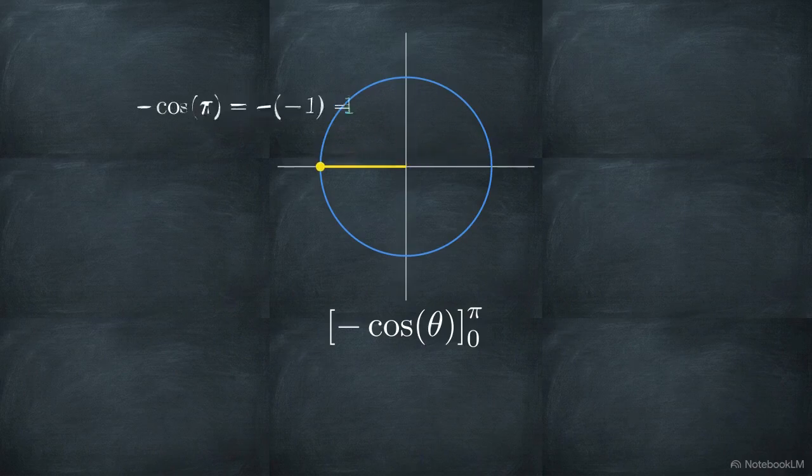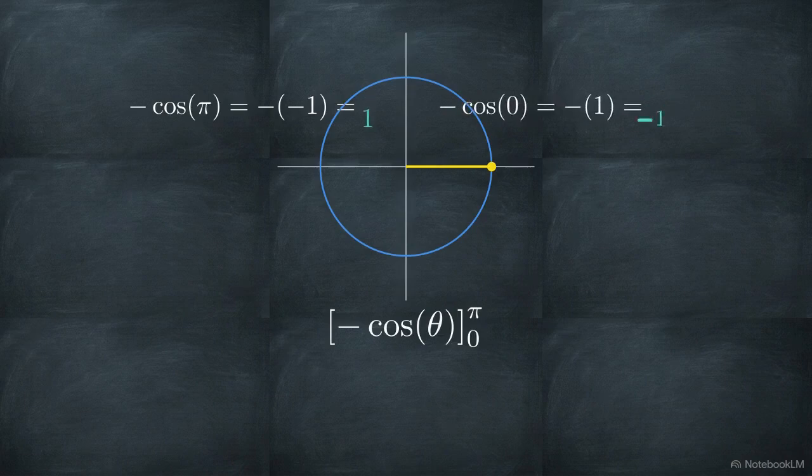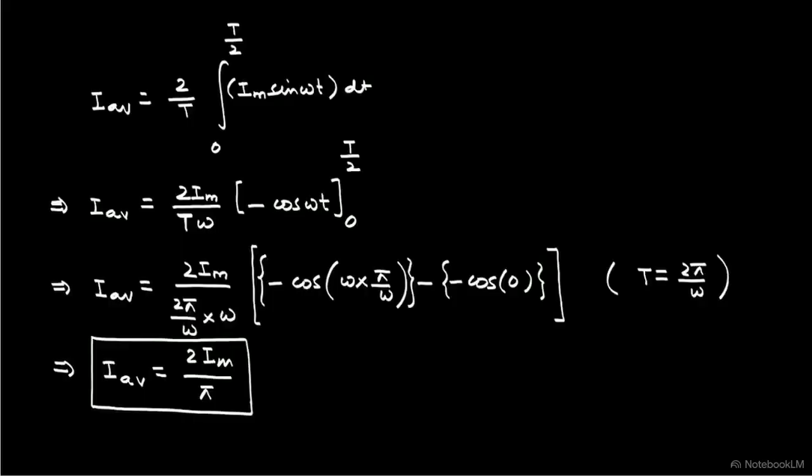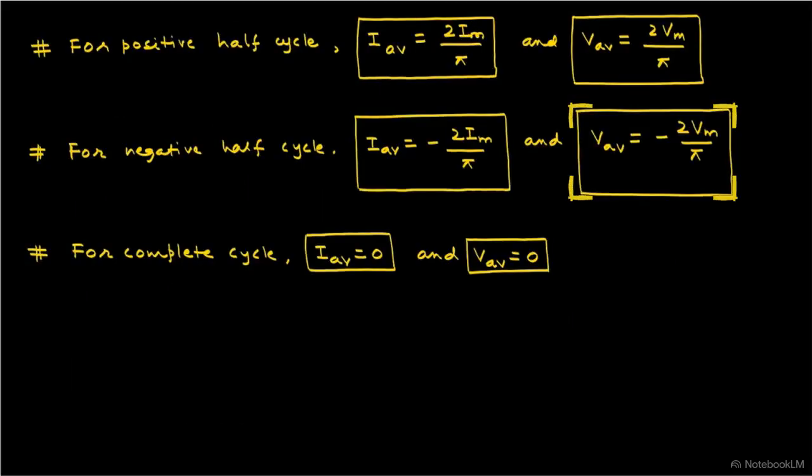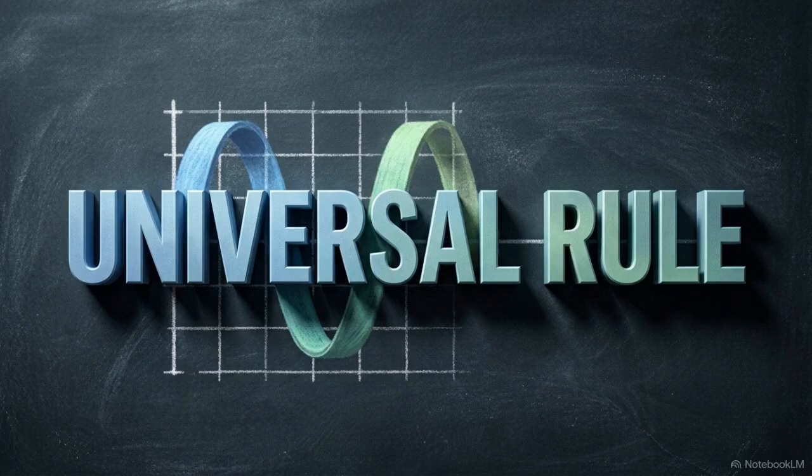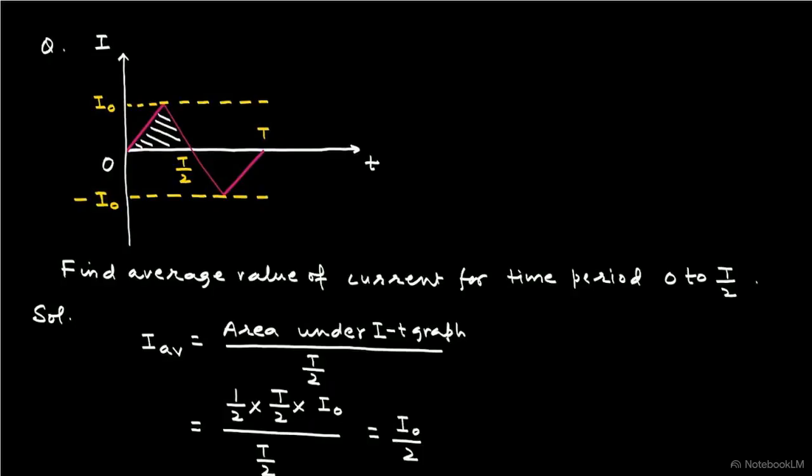Negative cosine of pi is 1, and negative cosine of 0 is negative 1. 1 minus negative 1 leaves us with a total of 2 inside the brackets. As the constants simplify, we arrive at our final half-cycle average formula, 2 times the peak current divided by pi. This same relationship applies to the negative half-cycle and to AC voltage measurements. This constant ratio means the average of a sinusoidal half-wave will always be exactly 2 over pi times its peak amplitude. Now, consider a different shape, a sharp triangular wave.